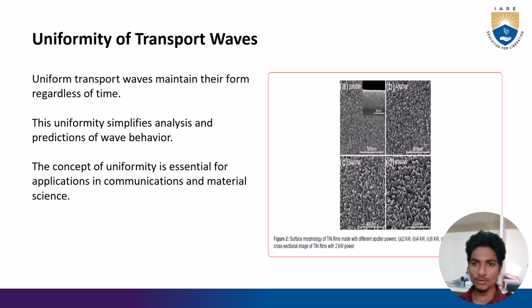So these are the surface morphology of tin films made with different sputter powers: A of 2 kilovolts, B of 4 kilovolts, C of 6 kilovolts and D of 8 kilovolts. Cross-sectional image of tin films with 2 kilovolts power.